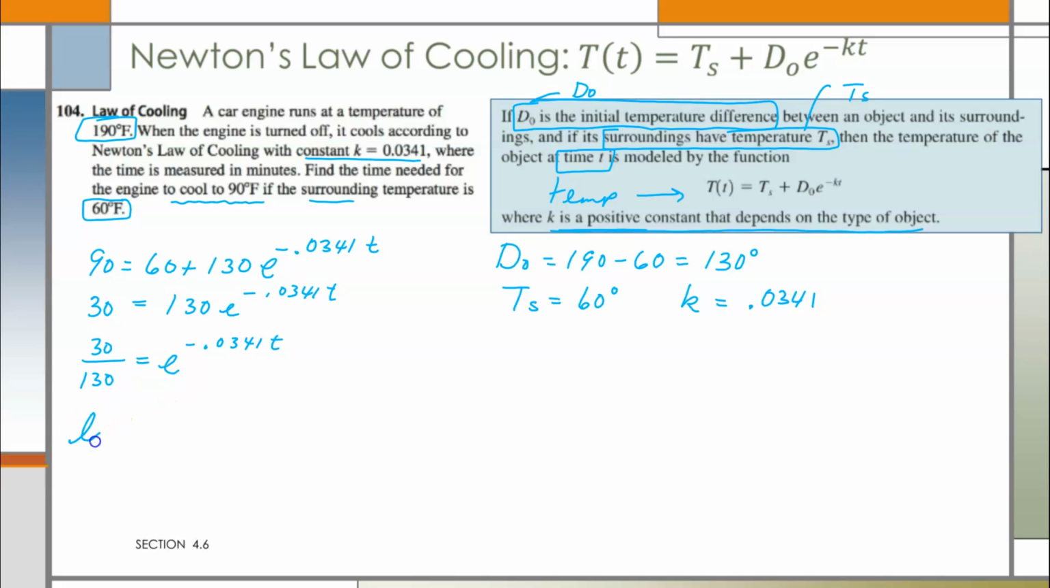How do we get rid of e? We get rid of e by natural logging both sides. So we get the ln of 30 over 130. When I ln e, they cancel out, so we're just left with our exponent. Lastly, all we need to do is divide that over.